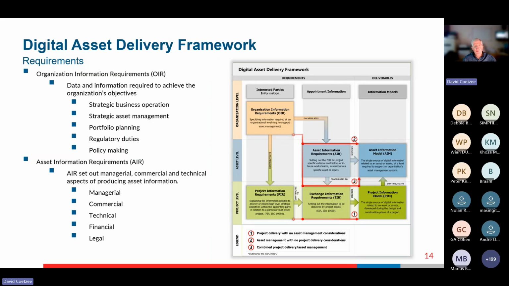If you're delivering a project with no asset management, you follow line 1. So you have a project information requirement specification that gets developed by the appointing party. They will then develop the exchange information requirement that used to be called the employer information requirements. That's what I couldn't remember in the last slide. Then from there, you develop your project information model.